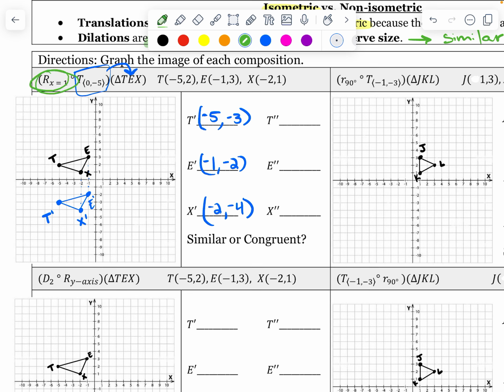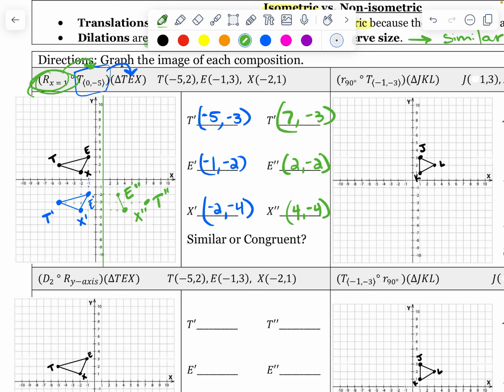So after we've done this, we're going to reflect it over x equals 1. So x equals 1 is right here. It crosses the x axis. So let's see, the E is 2 away, 1, 2, so go 2 more. We call this E double prime. So that E is at 2, -2, excuse me. The X is 1, 2, 3 away. So we go 1, 2, 3 more. X double prime is at 4, -4. And then T double prime is 1, 2, 3, 4, 5, 6 away. So I'm going to go 1, 2, 3, 4, 5, 6 more on the other side. Gives me T double prime at 7, -3.